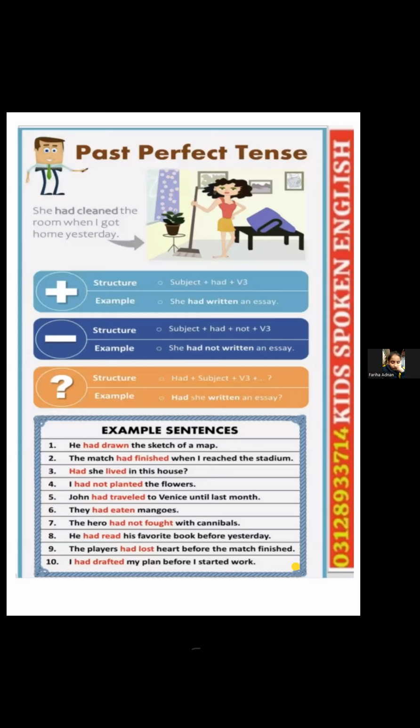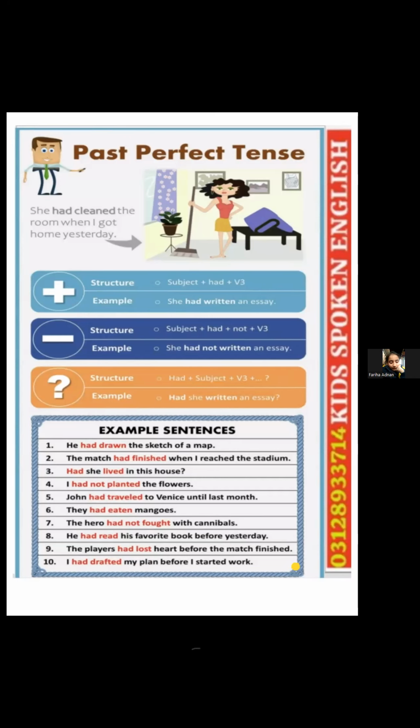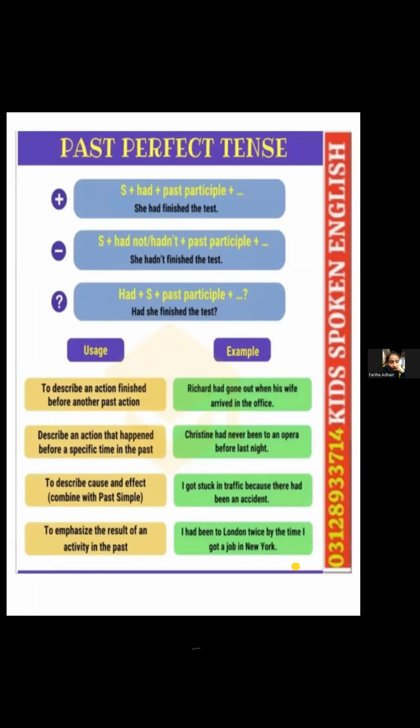So it is clear to all of you students? Yes, ma'am. So now it's your turn to make one sentence with had. Okay? So come on, just raise your hands and you all have to make sentences.